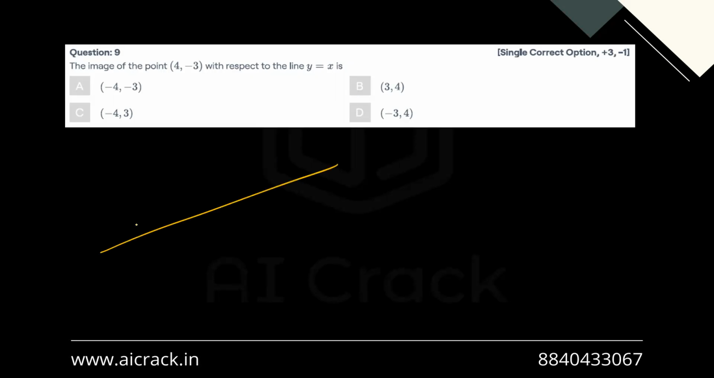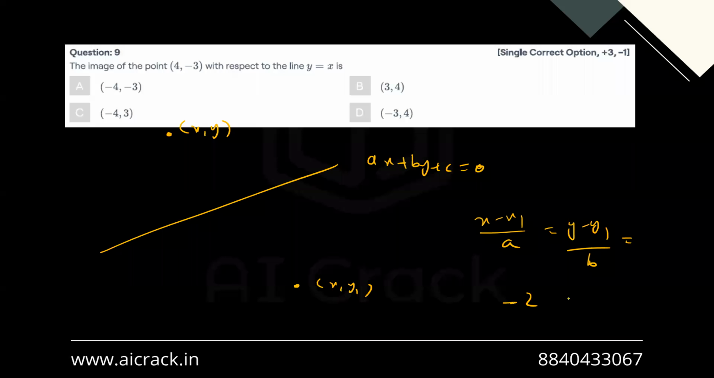So the basics is we have the line ax + by + c = 0, and we have a point (x1, y1), and we have to find the point (x, y), which is the image of this particular point with respect to this line. The formula we have is (x - x1)/a = (y - y1)/b = -2 times (ax1 + by1 + c)/(a^2 + b^2).